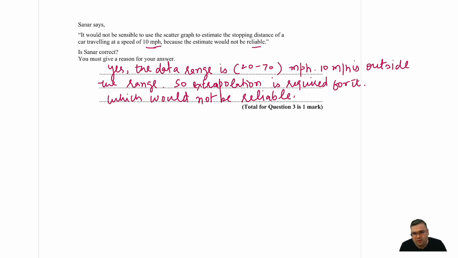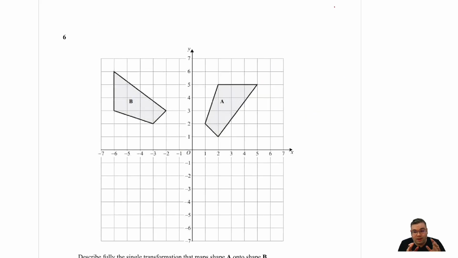So yeah, this is actually one more question. So this is the next question. Here we can see this is a question on transformation. We need to describe the single transformation that maps shape A to shape B, right? So shape A to shape B, we need to tell which transformation it is.